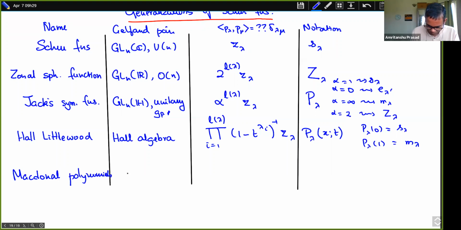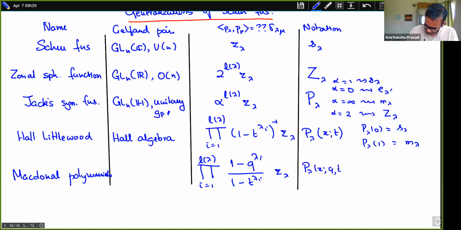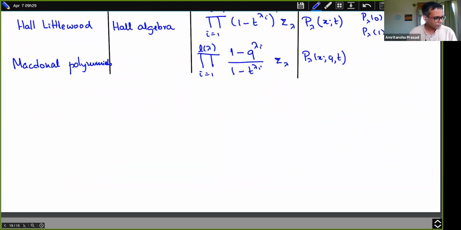And Arun Ram will tell us what sort of origin here is. These are given by, now there's another parameter Q as well, and these are denoted by P lambda Q T. And there's a whole phase diagram that Macdonald draws, which looks something like this.